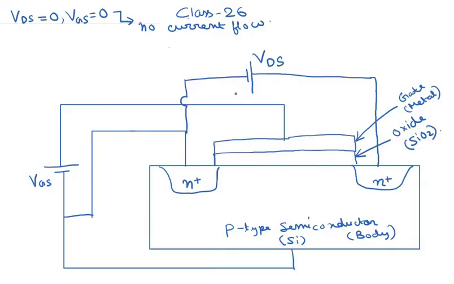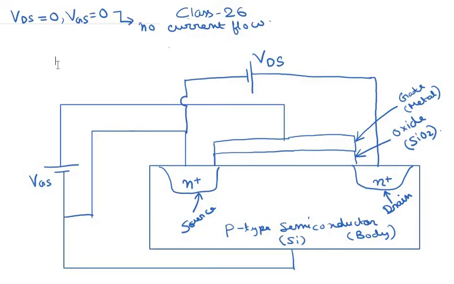And let me again remind you that this is the source, because this is basically connected to the negative pole of the battery, and source basically emits electrons into the channel, and the drain basically accepts electrons from the channel. So this N plus contact, which is connected to the positive terminal of the battery, is basically known as the drain. So when VDS equal to 0 and VGS equal to 0, there is no current flow.